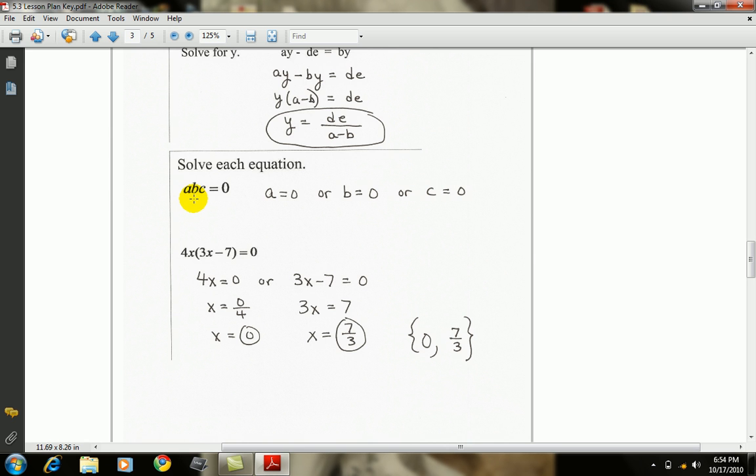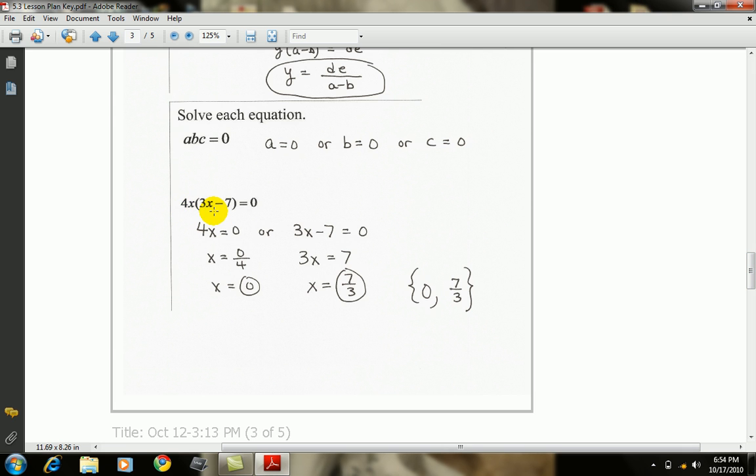So the best way to say it would be either A equals 0, or B equals 0, or C equals 0. And the part that we don't talk about is, or maybe all three, but I don't care about that. I care about the word or in the middle here, because or in math means one or the other, or both, or in this case, or all three. So those are my answers to that equation.